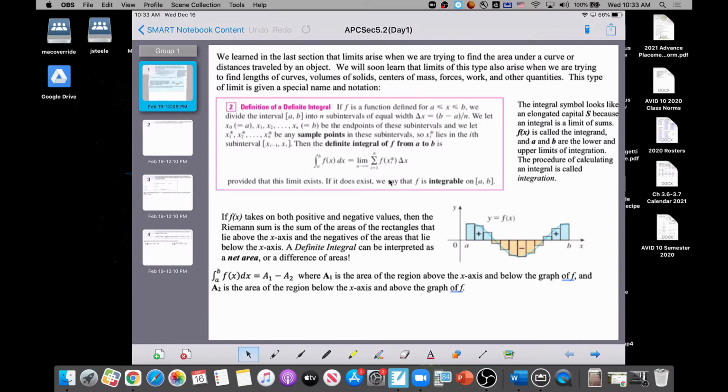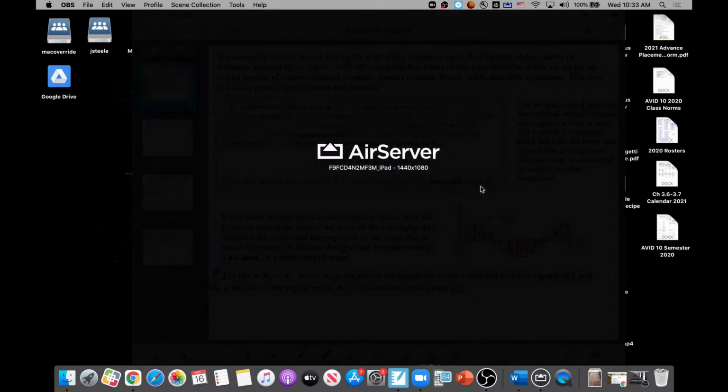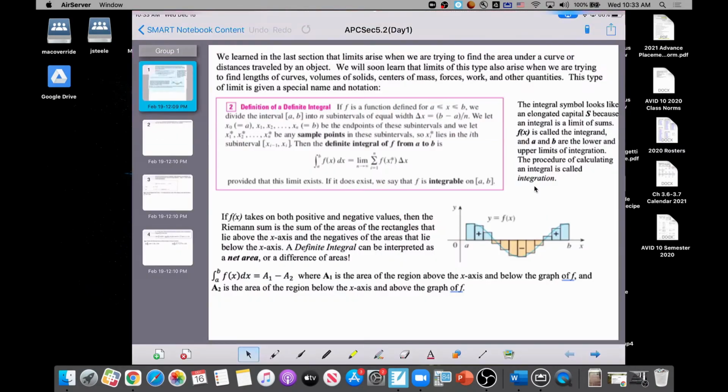And if the limit does exist, we say that f is integrable on the interval a to b. And so the limits of integration here go along that integration symbol from a to b, okay?